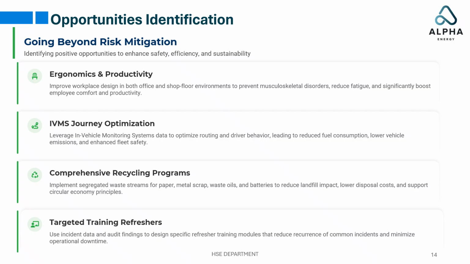Another opportunity is IVMS journey optimization, where data from in-vehicle monitoring systems is used to optimize driving routes and driver behavior, helping reduce fuel consumption, lower vehicle emissions, and improve fleet safety.